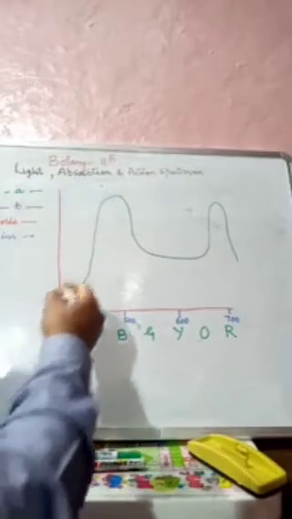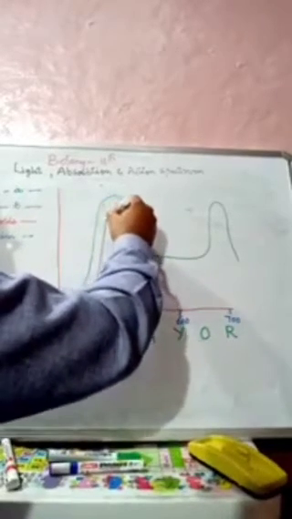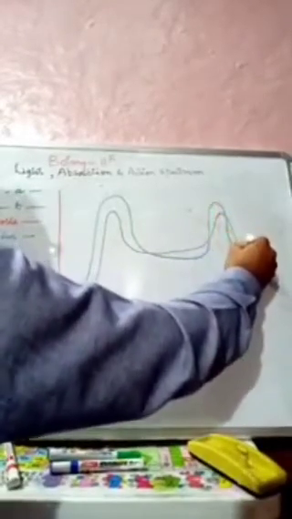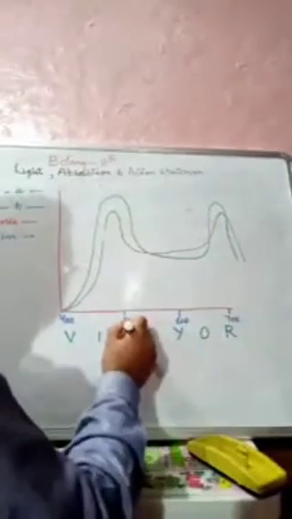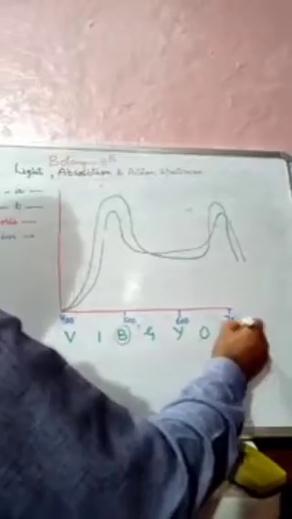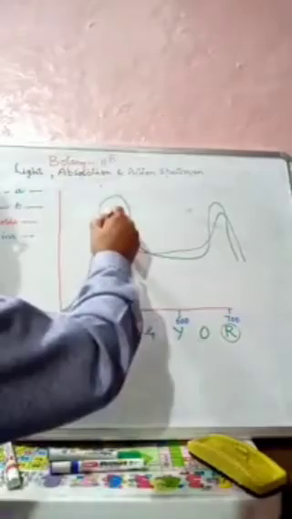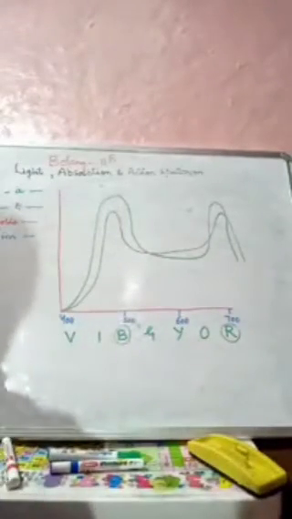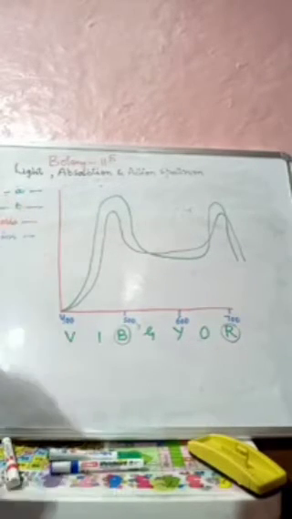Now for chlorophyll B, again I will draw it like this. Again you will see the maximum, with the blue color and another with the red color. Then it was experimentally proved. Then when we draw the curve for carotenoids, we have shown it with red color.